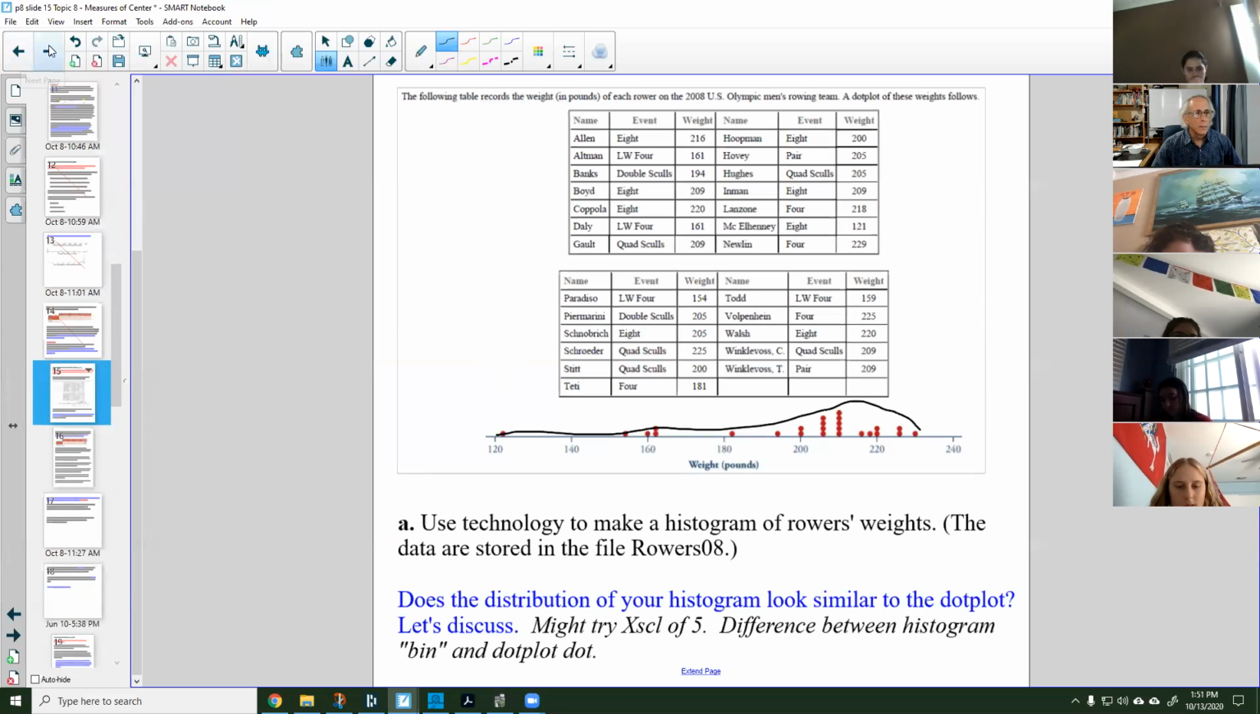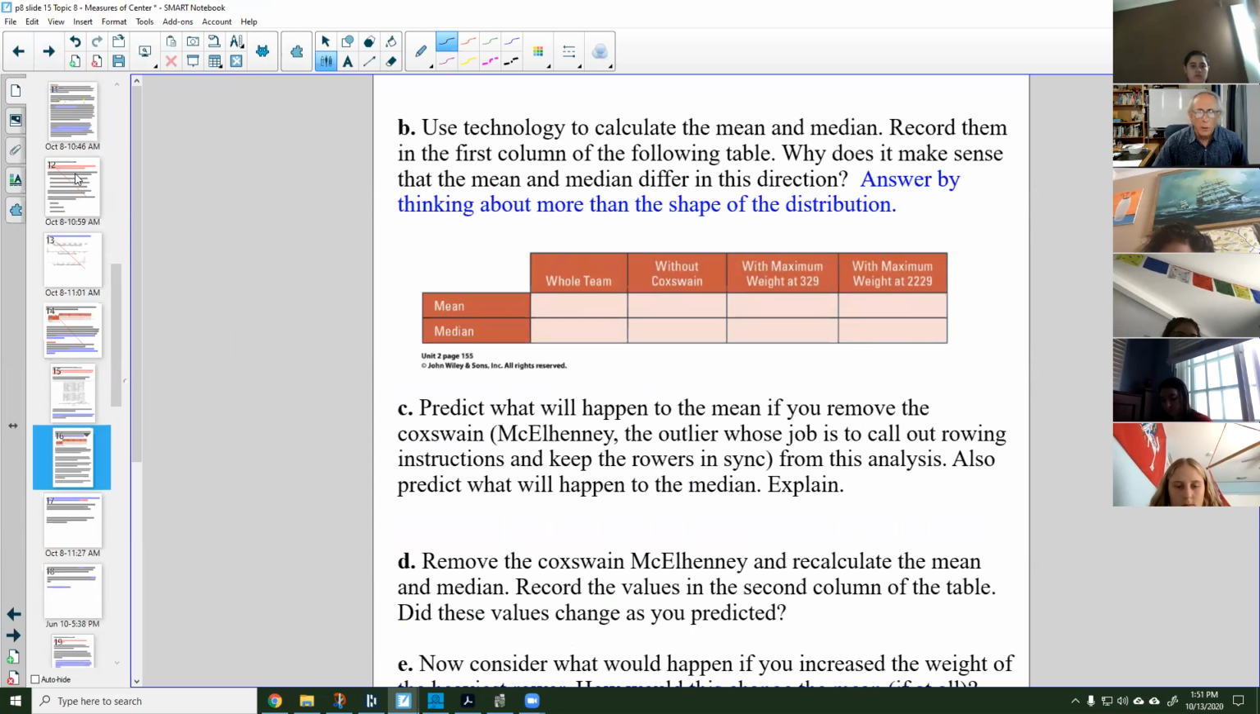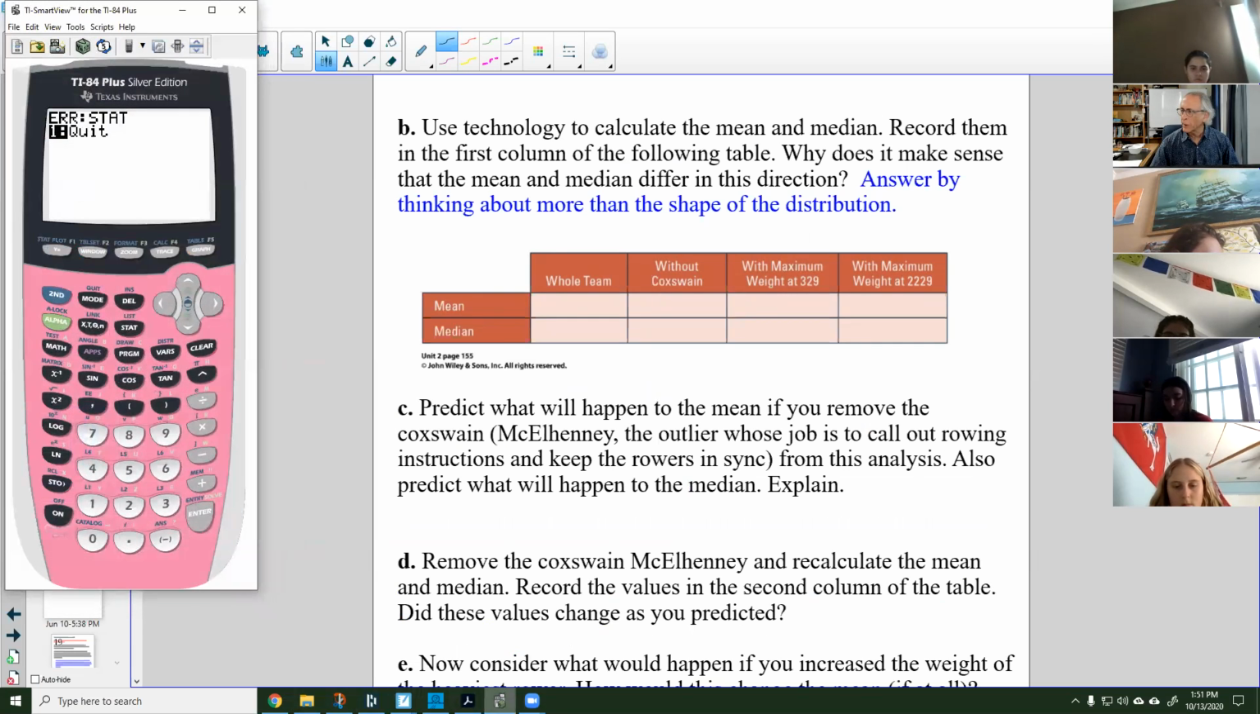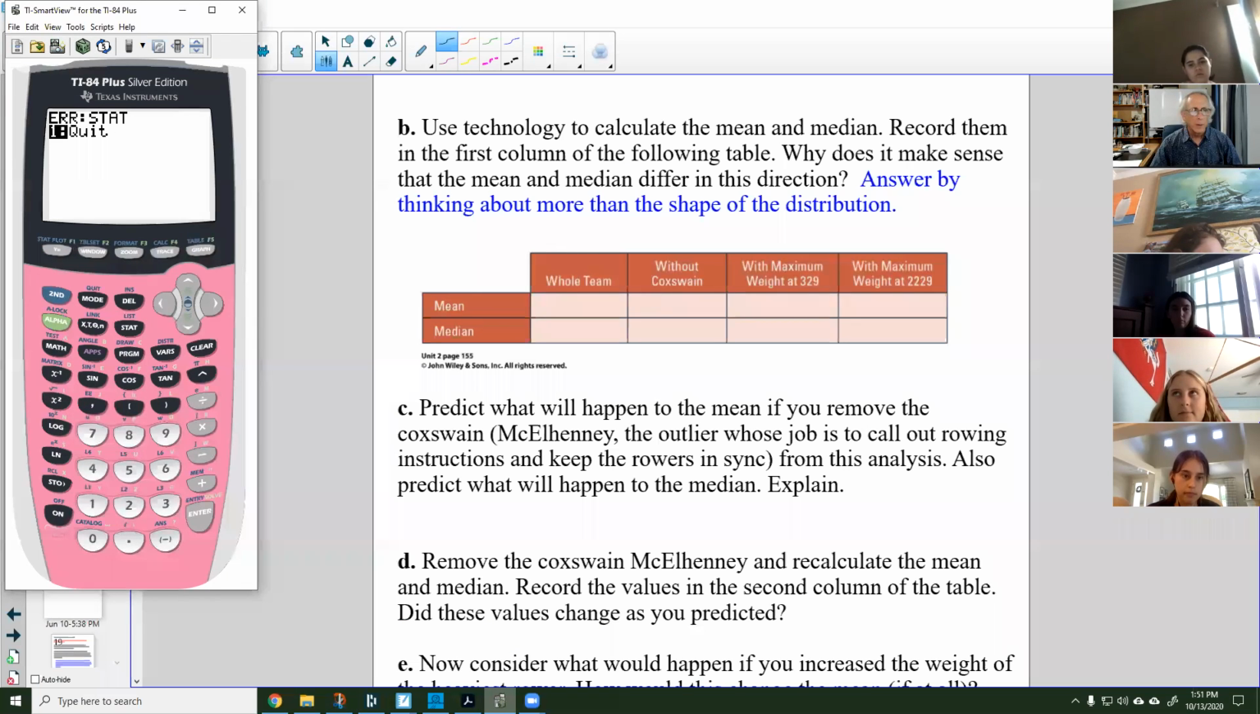So what we're going to learn now is how to use a calculator to find mean and median. And I think we did that before, but we're going to do it again, right? We've done that once before. Yes? Okay. So let me quit out of this. So I want to find the mean and the median for the entire team.